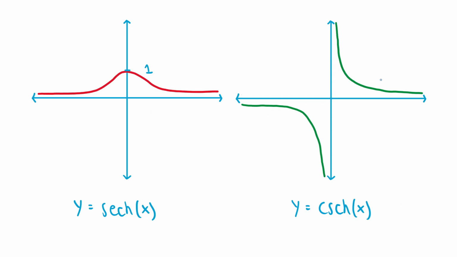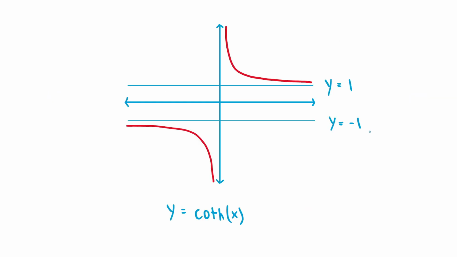Cosech of x approaches the x-axis from above as x approaches infinity, and from below as x approaches negative infinity. The value of cosech of x also approaches infinity as x approaches 0 from the positive side, and approaches negative infinity as x approaches 0 from the negative side. The function is undefined at x equals 0. It's also an odd function.